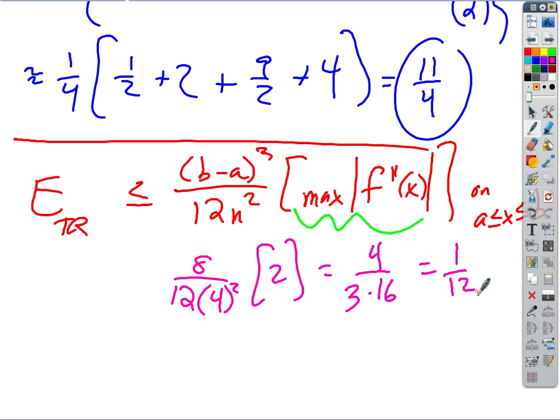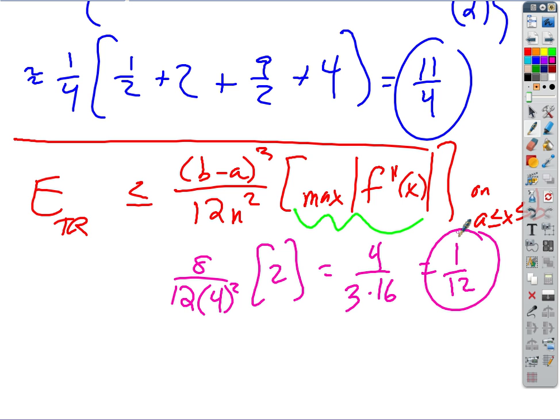Yep. What if the second derivative isn't as nice as it is? We'll do one where it's not as nice. Then we have to actually look at it a little more closely, right? We'll look at one like that here soon. So that's the most our calculation was off by.